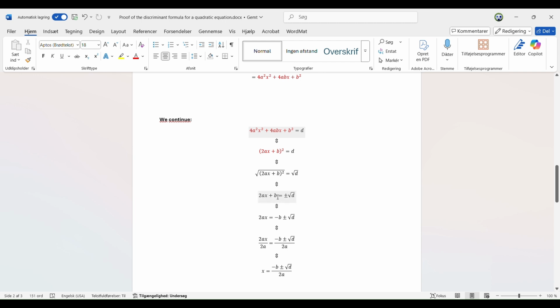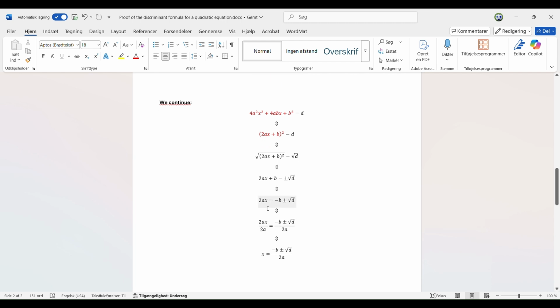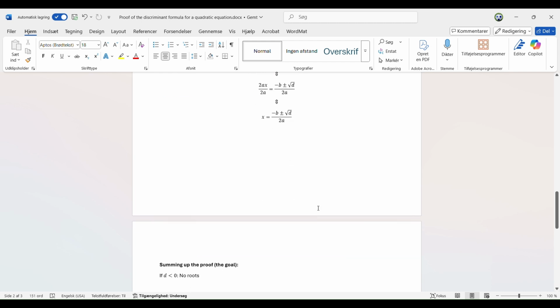Now it's going to be easy, because now we have all the big parts out of this proof. Now we just have to subtract b on both sides. So when we do that, we get 2ax equals minus b plus minus the square root of d. To get our x, we just have to divide by 2a on both sides. 2a divided by 2a is going to give us just x left on the left side. So x is now isolated, and we've got this right side: minus b plus minus the square root of d over 2 times a.